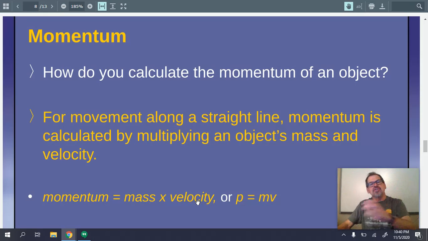Acceleration is change in velocity. So just reviewing those two concepts. For a movement along a straight line, momentum is calculated by multiplying an object's mass and its velocity. So essentially, it's speed with a direction.